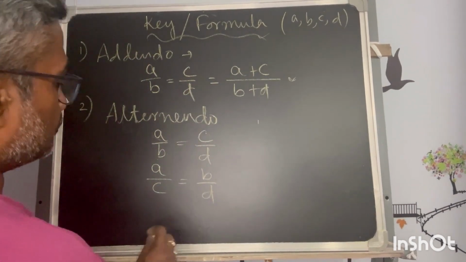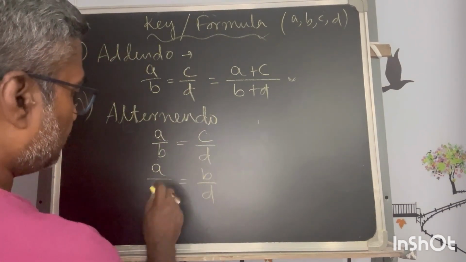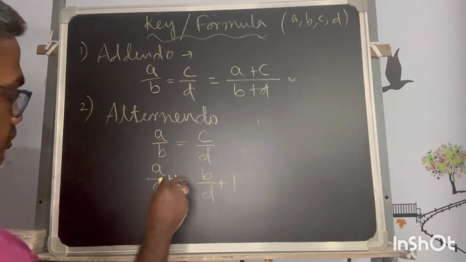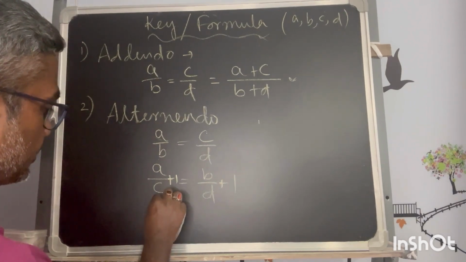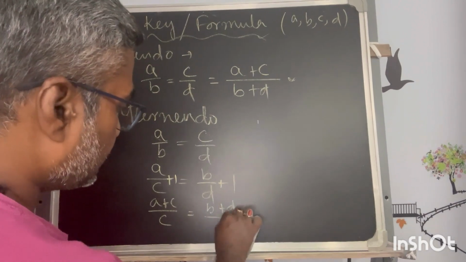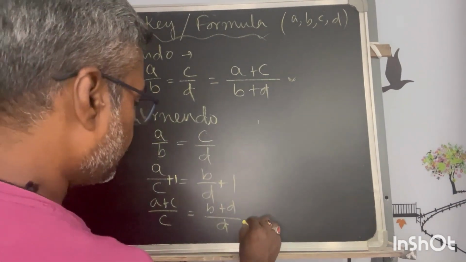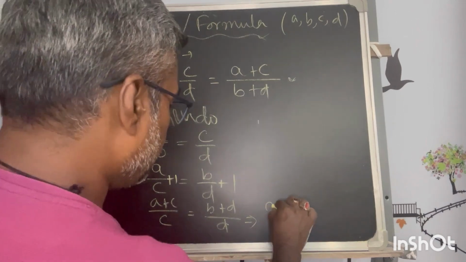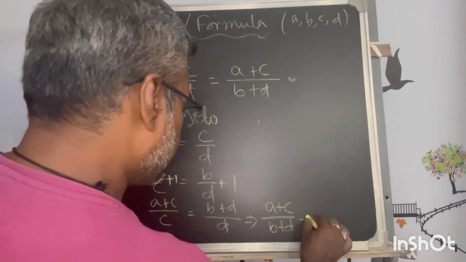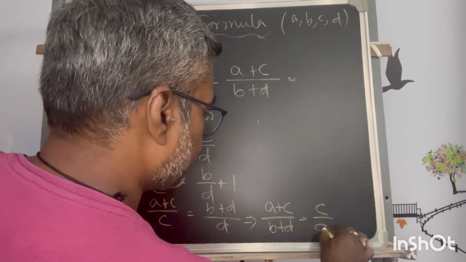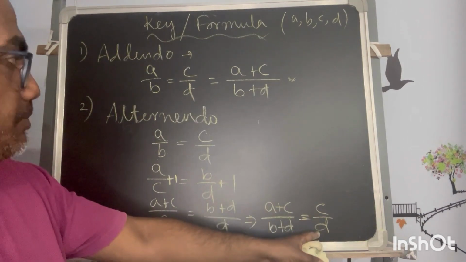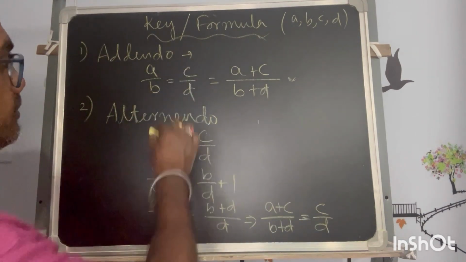How? What I will do, I will add plus 1 on both sides, plus 1 this side also. So if I add this, the LCM will be C, A plus C, and this is equal to B plus D by D, isn't it? Now if I interchange this position again, A plus C will be equal to B plus D, then C will go there, C by D, isn't it? Now what is this? C by D.